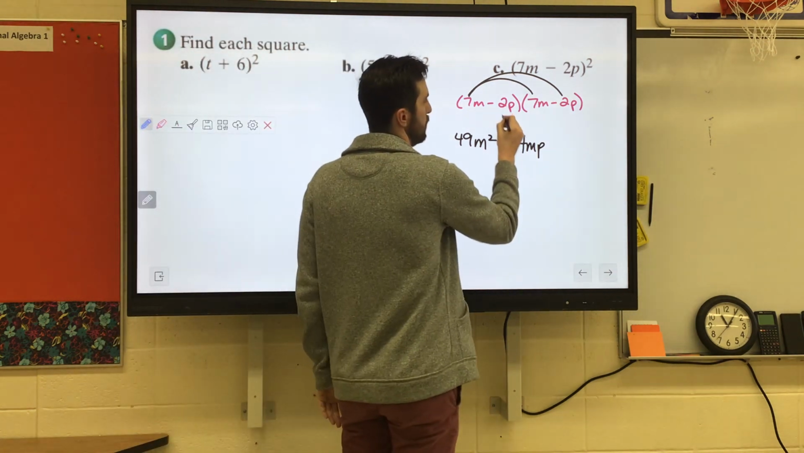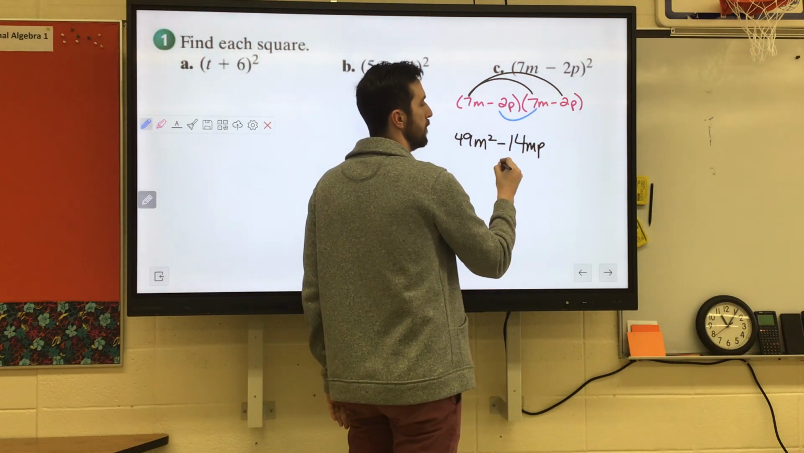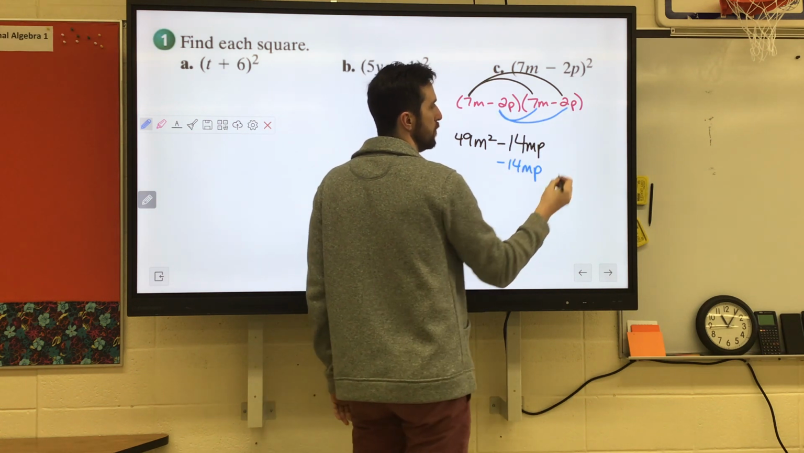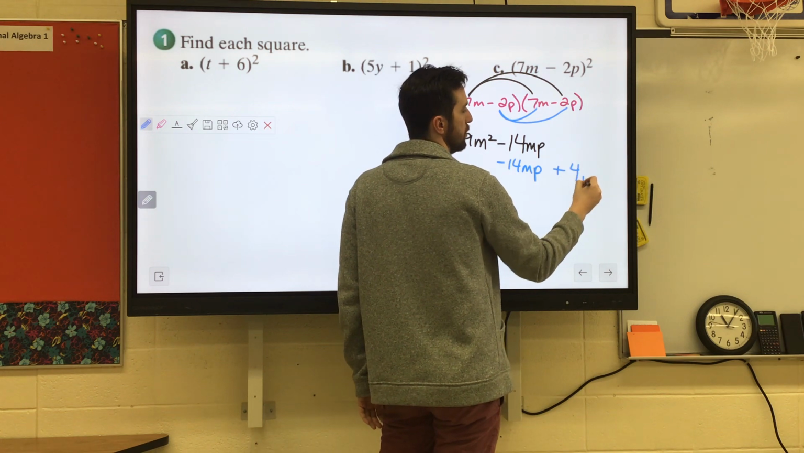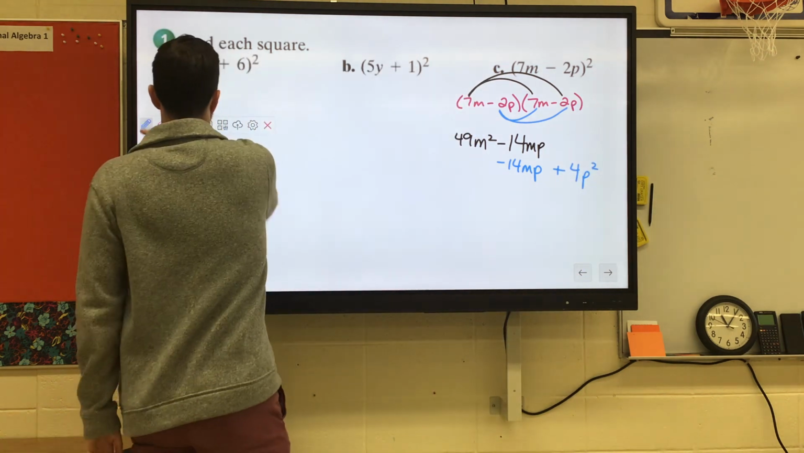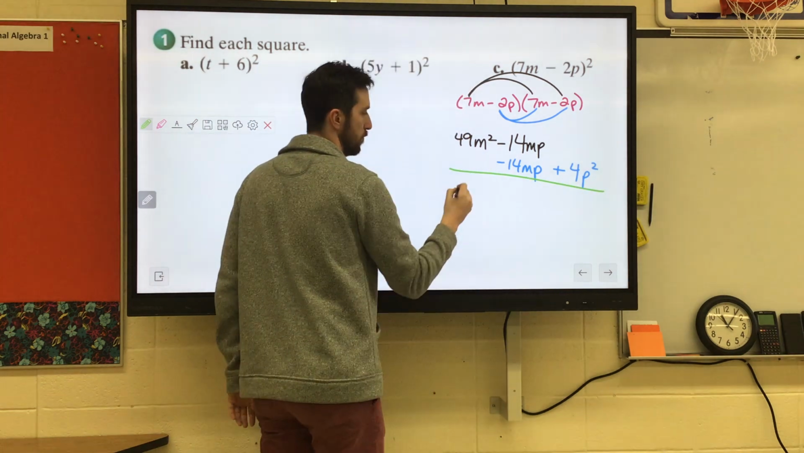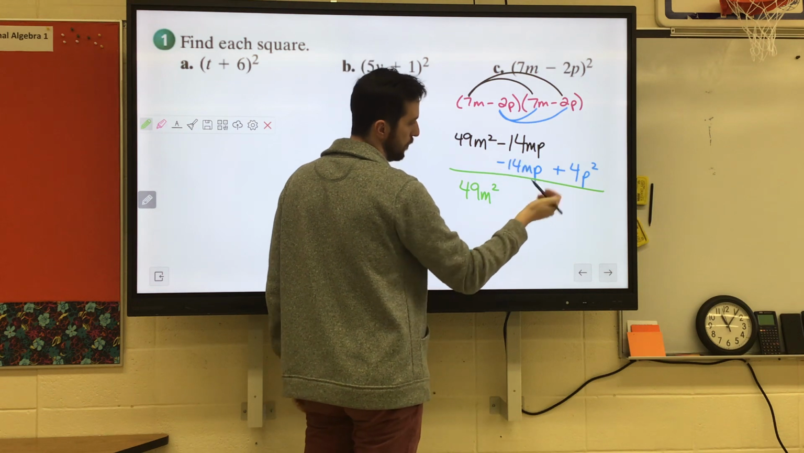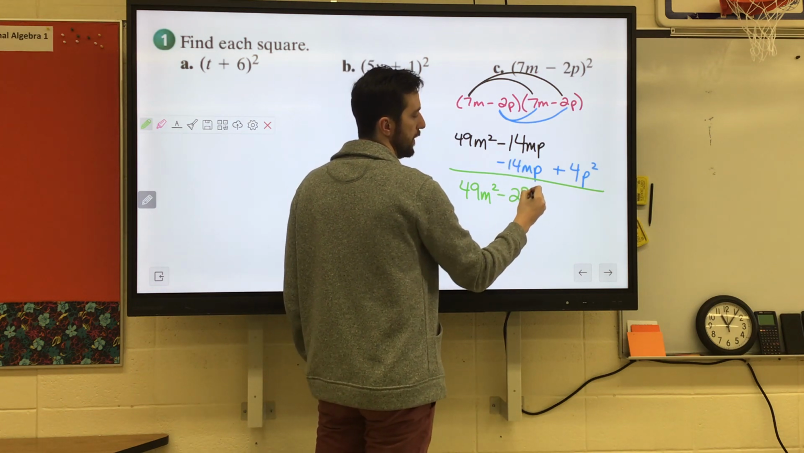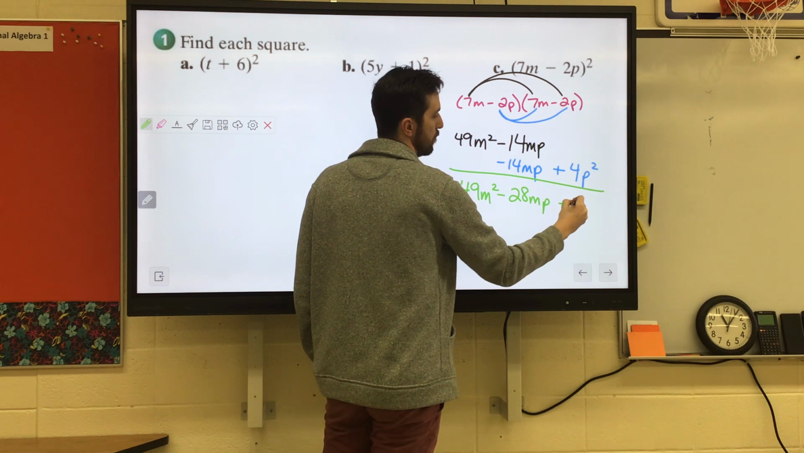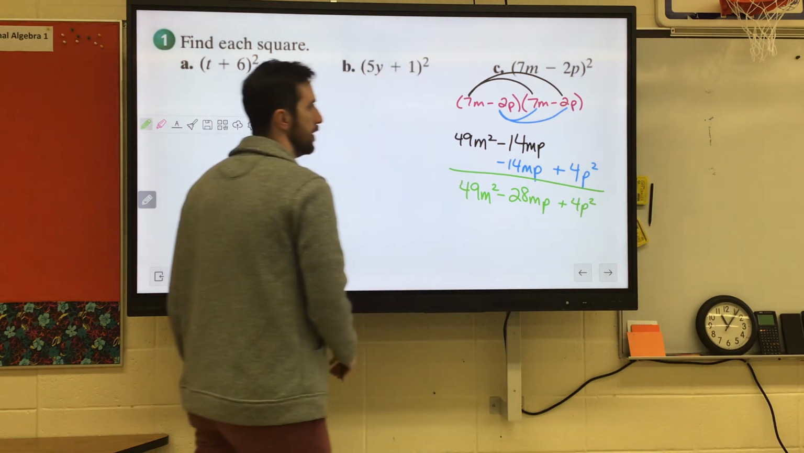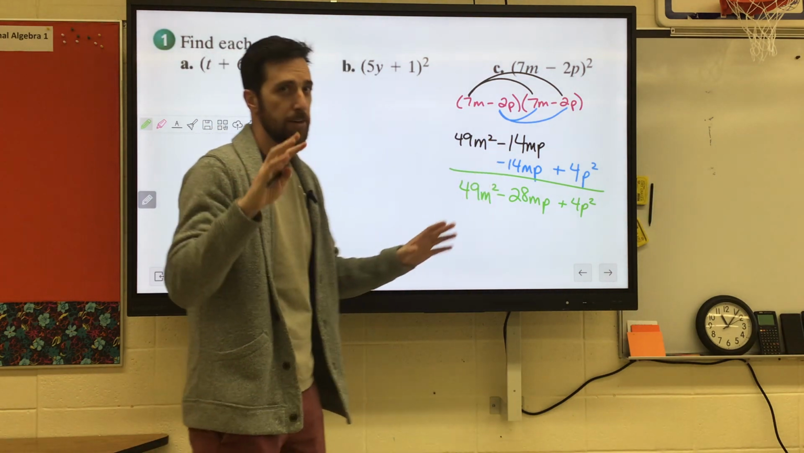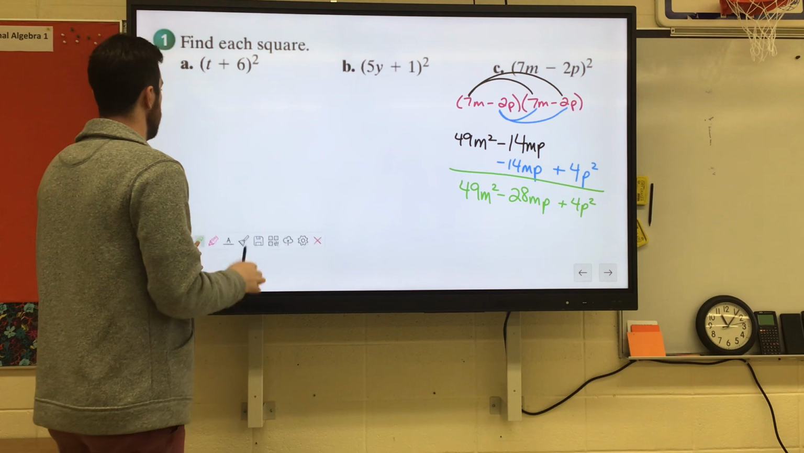Negative 2p times 7m is going to give me the same thing, another negative 14mp. And then here we have negative 2 times negative 2, that's positive 4. And then p times p is p squared. So we'll bring down our 49m squared. Negative 14 plus negative 14 is negative 28mp. And then we have our plus 4p squared. So try these 2 out. Again, I'd recommend writing it twice and FOILing it. But pause it here, try it out, and check back in.